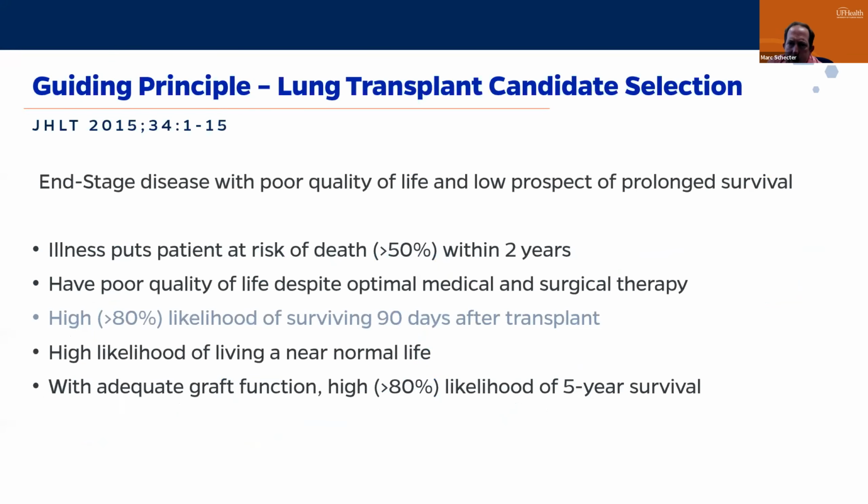So the ISHLT has had several renditions of guidance documents on transplant candidate selection. And in lung transplant alone, in 2015, they came out with these kind of high points. And they're all still relevant today. And the new rendition that came out in 21 or 22 sort of just evolved some expert consensus statements around this, right? So we all do this. And so I just think it's important to reiterate.